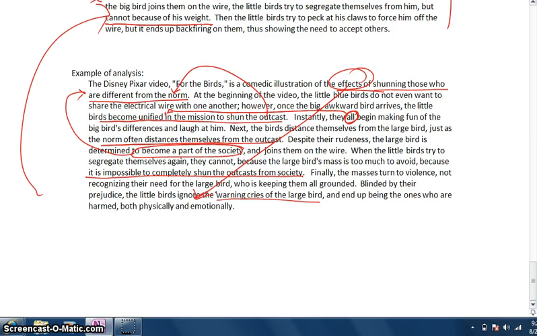So hopefully you can see in this paragraph that it's much more analysis. It's making an argument and supporting the argument with examples from the video.